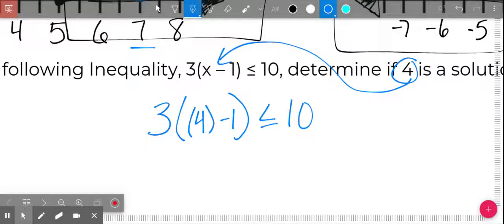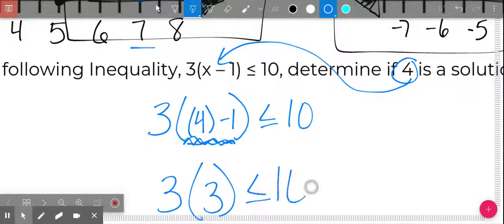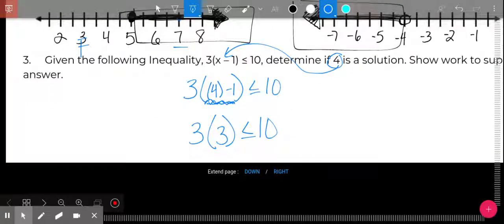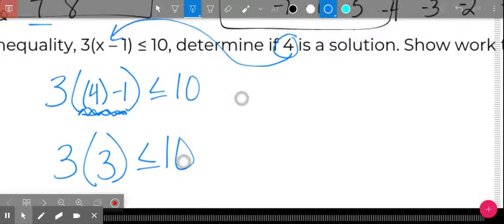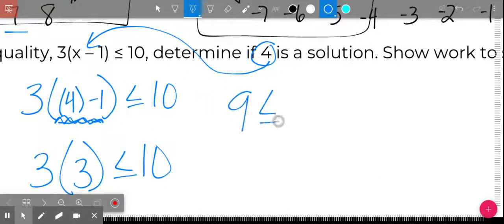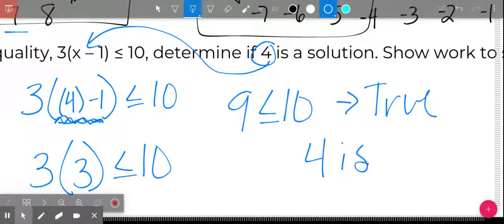Now I have to simplify. You have to simplify what's inside the parentheses first. So we'll have 3 times 4 minus 1, which gives me 3, is less than or equal to 10. Now we just have to simplify: 3 times 3 will give me 9 is less than or equal to 10, which is true. So that means 4 is a solution.